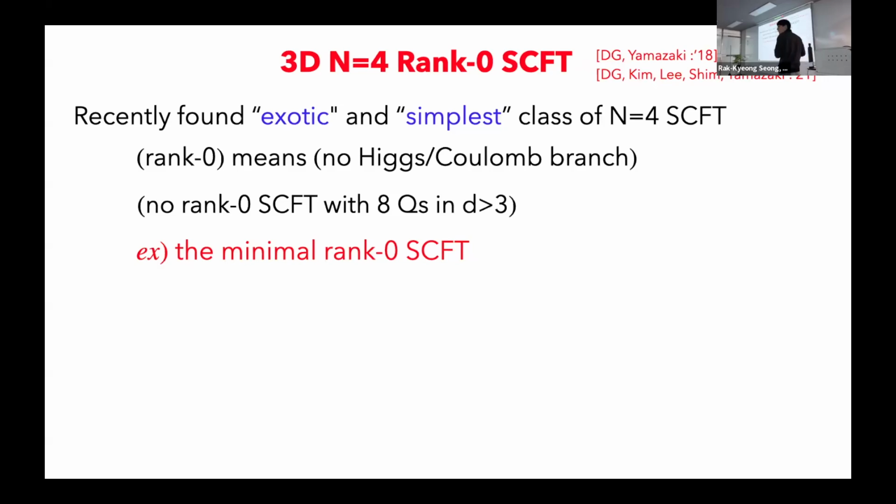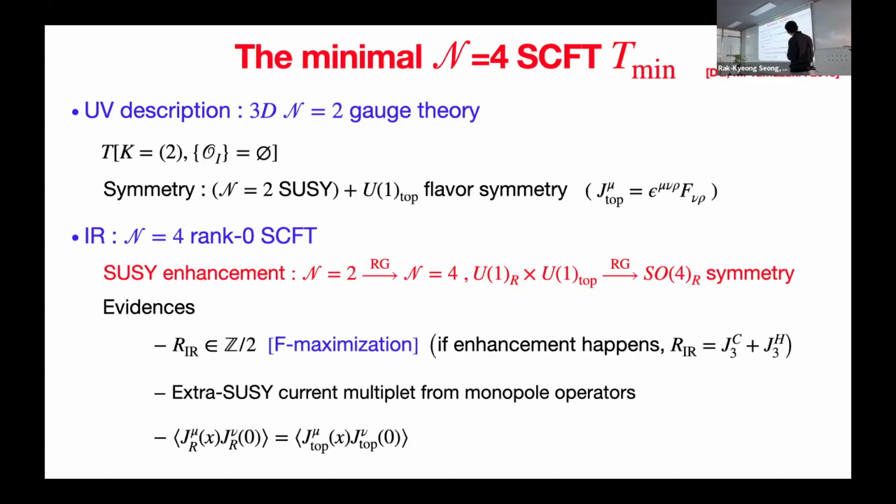The simplest and basic example of this rank 0 CFT is the so-called minimal rank 0 CFT, which was found by me and Masaito. This theory has a UV description with only a manifest 3D N=2 gauge theory. And the UV gauge theory is very simple. It is given by a K matrix which is a 1x1 matrix with Chern-Simons level 2, without any superpotential. This means U(1) Chern-Simons level 3/2 coupled to a single chiral. In a sense, this is the simplest Chern-Simons matter theory we can consider in 3D N=2 theory.